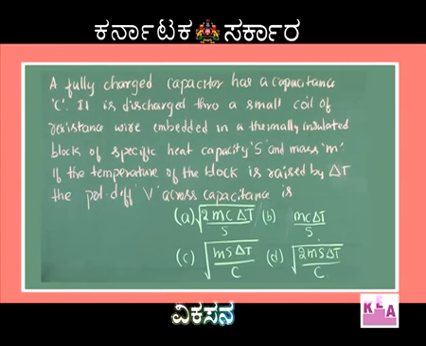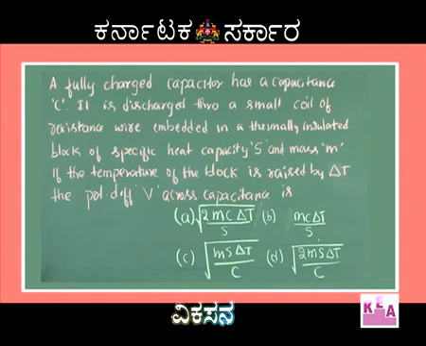Option number 1, square root of 2 MC delta T divided by S. Second one, MC delta T divided by S. Third one, MS delta T divided by C. Fourth, square root of 2 times M into S into delta T divided by C.